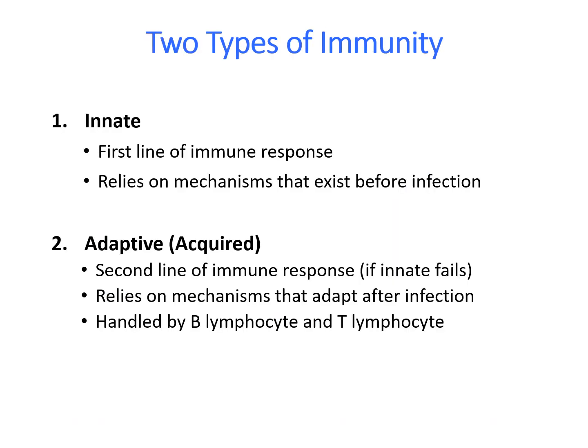There are two types of immunity, innate and adaptive. Adaptive immunity is also referred to as acquired immunity. Innate immunity is the first line of immune response. It relies on the defense mechanisms that are present before infection. If the innate immunity fails to protect the body, the adaptive immunity, which is the second line of immune response, will be roped in to protect the body. Adaptive immunity relies on mechanisms that adapt after infection, and it is mainly handled by B lymphocytes and T lymphocytes.